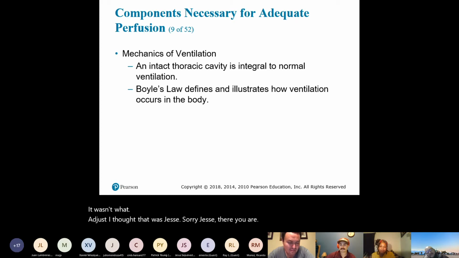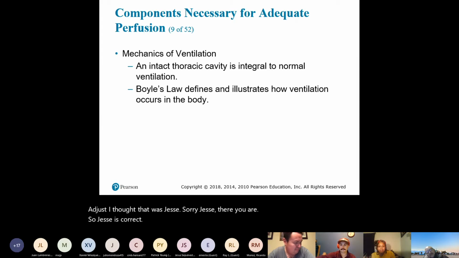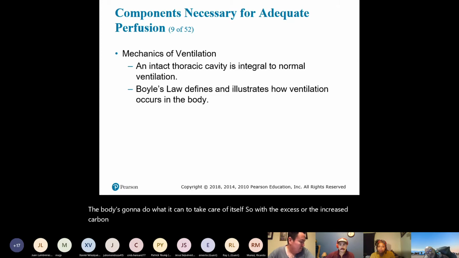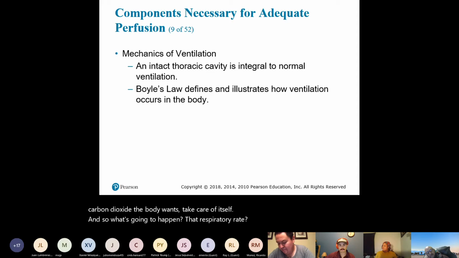So Jesse's correct. The body's going to do what it can to take care of itself. So with the excess or the increased carbon dioxide, the body wants to take care of itself. And so what's going to happen to that respiratory rate? It's going to increase.